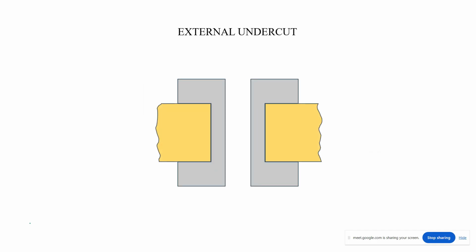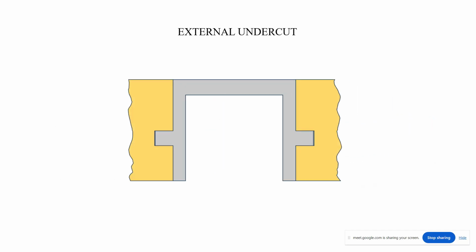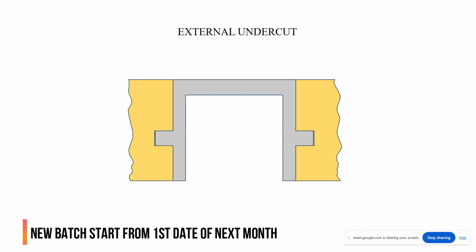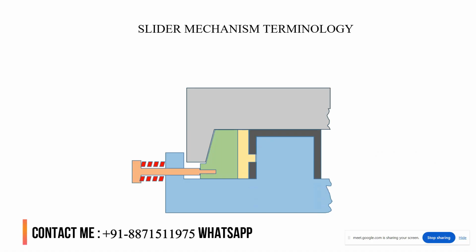Again for the split, as I told you, this is the solution. This is split 1, split 2. This is the full undercut, so for that we have to use the multi slider mechanism. For example, if we have two faces, we have to use two sliders. If we have four faces, we have to use four sliders. Right or wrong? Understood? Now see how the slider mechanism will work.